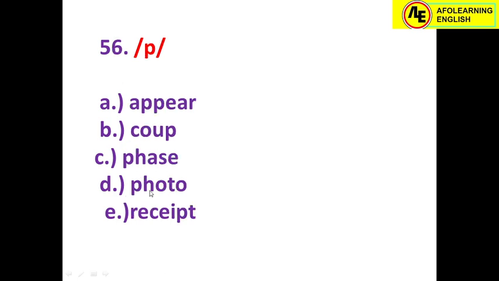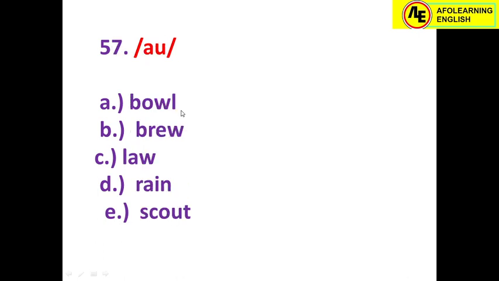Number 56. Pa. Okay, appear. That's the correct answer. The letter P is silent in some words. Phrase is pronounced with an F sound, as in photo, the same way. Receipt, the letter P is silent. So the correct answer is appear.